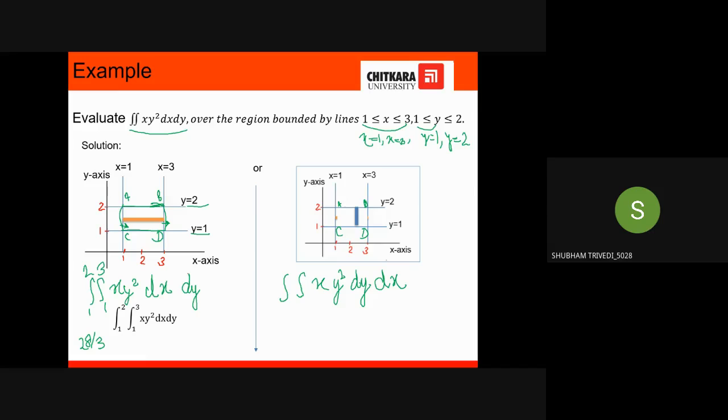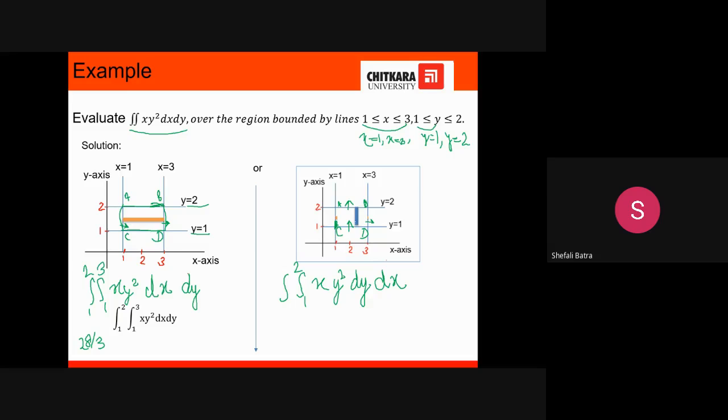Ma'am, 1 and 2. 1 to 2. We are starting from here and ending at here. So lower limit would be 1, upper limit would be 2. 1 to 2, right? And then you need to slide this strip horizontally. So you'll be starting from here. This is your initial point. So you are starting from here and ending at here.